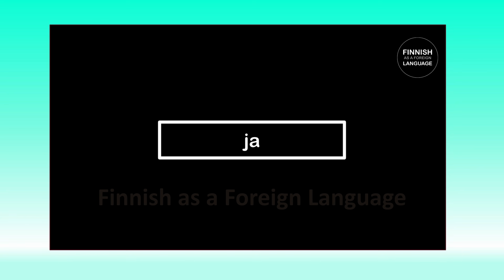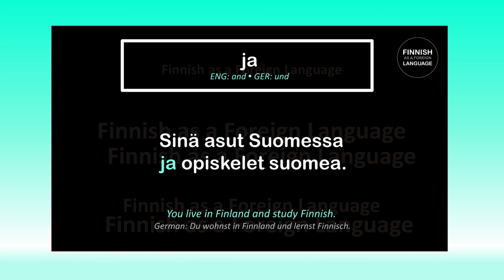Next one is ja, which means and. For example, sinä asut Suomessa ja opiskelet suomea means you live in Finland and you study Finnish. Sinä asut means you live. It's the second person singular present tense of asua, which means to live somewhere. Suomessa means in Finland. It's the inessive case of Suomi, which means Finland. Ja means and, it's our conjunction here. Opiskelet suomea means you study Finnish.